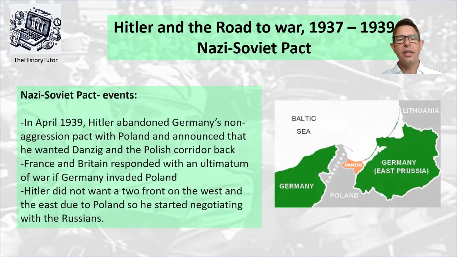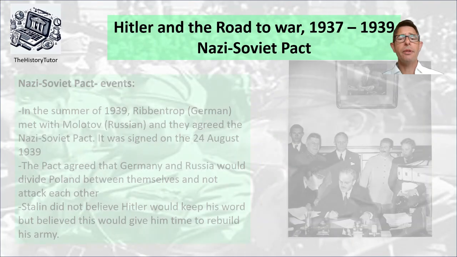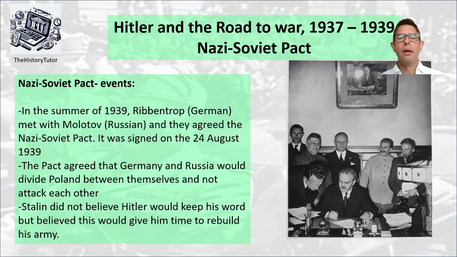In April 1939, Hitler abandoned Germany's non-aggression pact with Poland and announced that he wanted Danzig and the Polish corridor back. France and Britain responded with an ultimatum of war if Germany invaded Poland. Hitler did not want a two-front war, the West and the East, just over Poland, so he started negotiating with the Russians. In the summer of 1939, Ribbentrop and Molotov met. Now, the Nazi-Soviet Pact is also called the Ribbentrop-Molotov Pact. Okay, so obviously that could be something you see in the textbooks or exam questions as well.